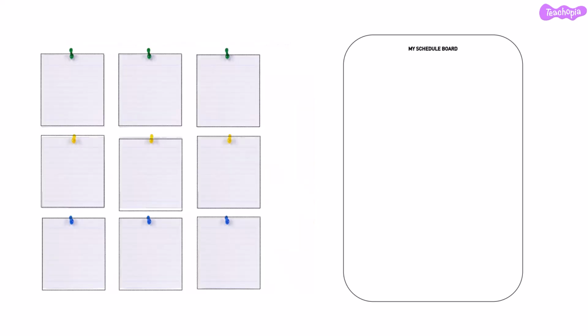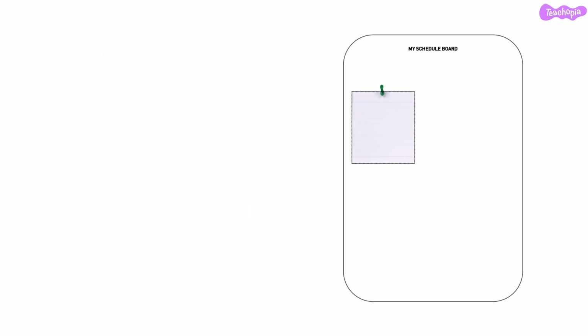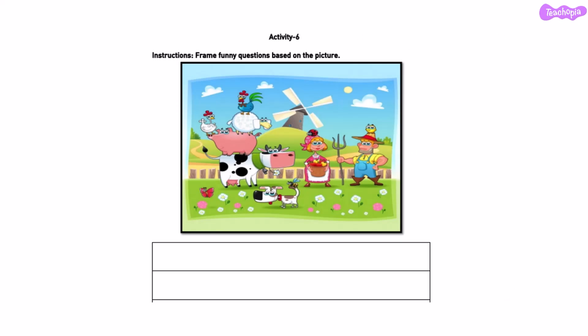Below the box is a set of notes. Each note can be cut, and the cut note can be pasted in the box, and the learners can then write their plans for any particular day of the week. Next, in activity 4, we have a funny picture. Learners can ask funny questions based on this picture. For example, why is the cow's nose so big?